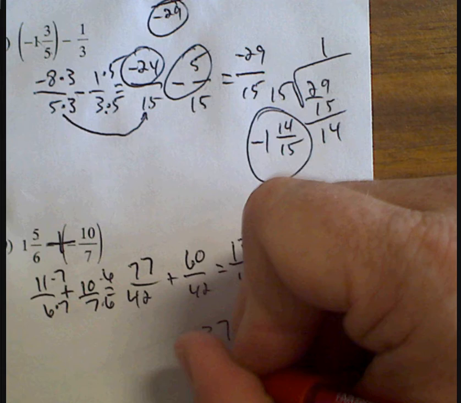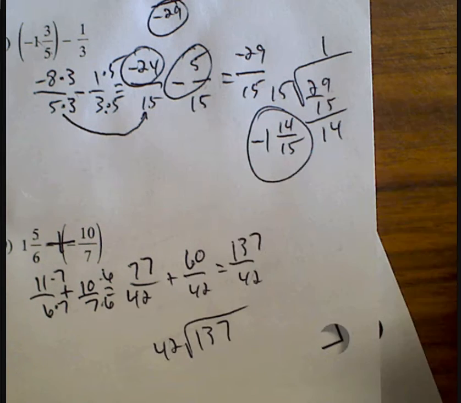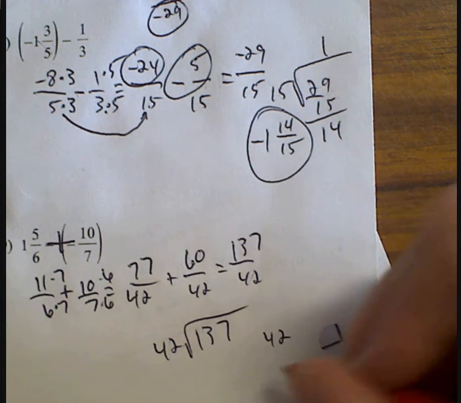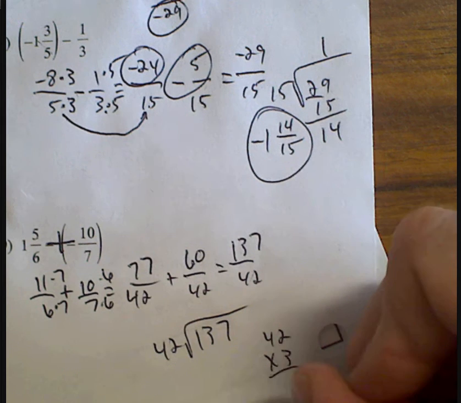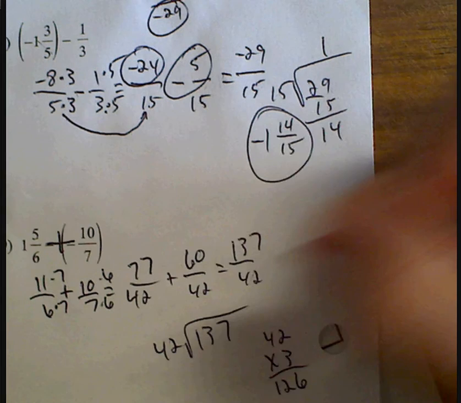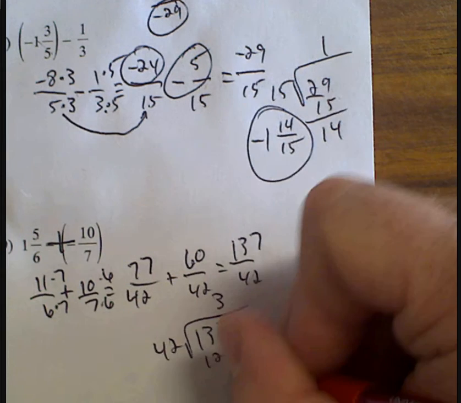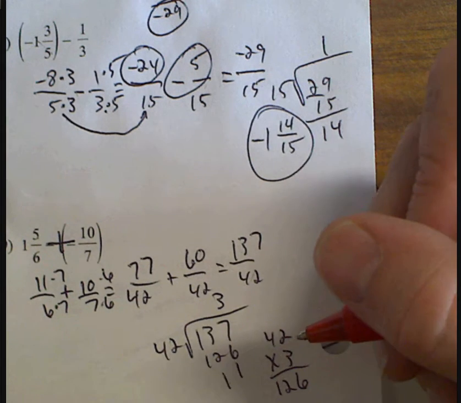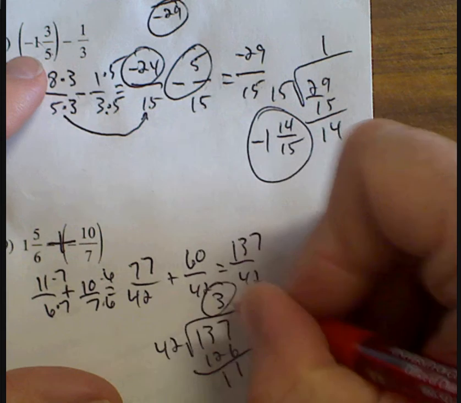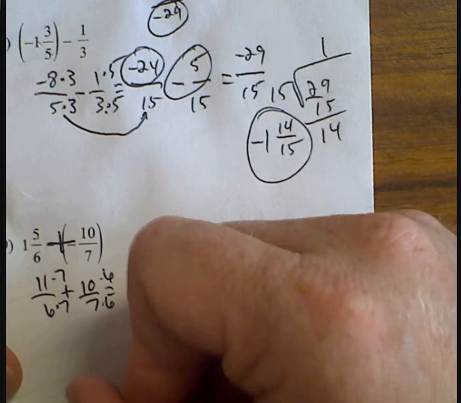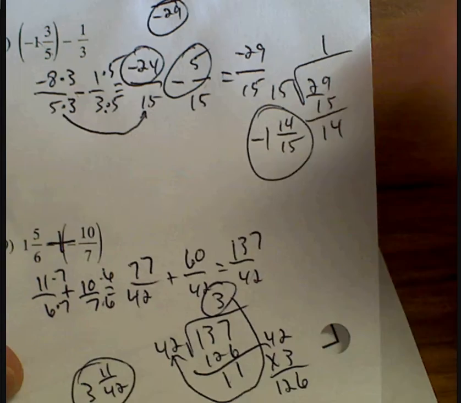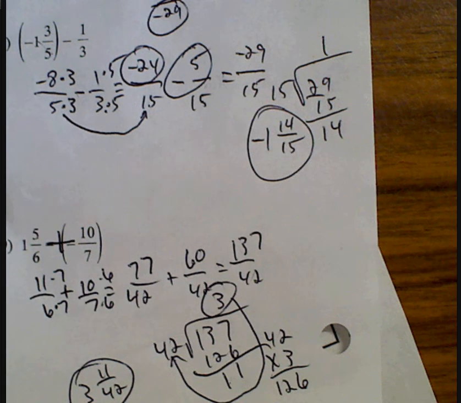If I divide, 42 can go into 137 probably 3 times. That's 126. So if I subtract, I get 11. So my answer is 3 and 11 over 42. And that was part B.